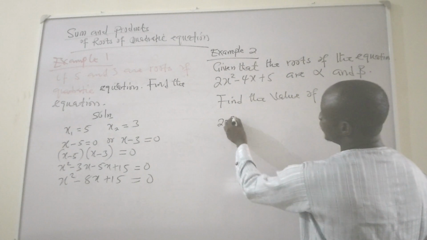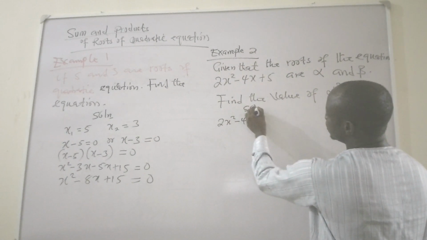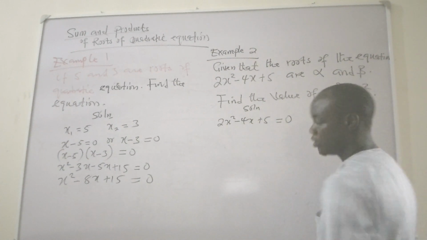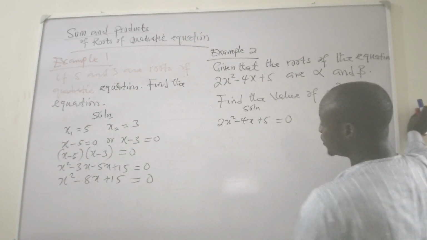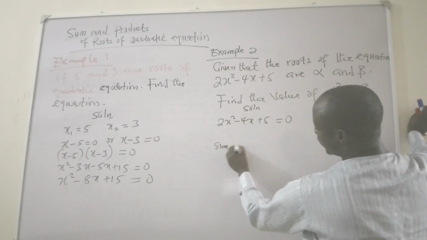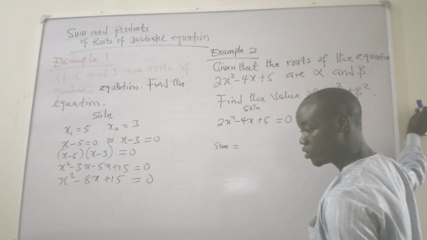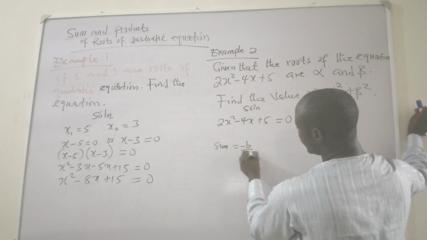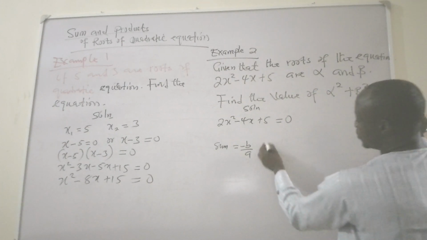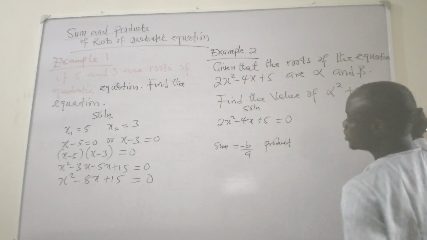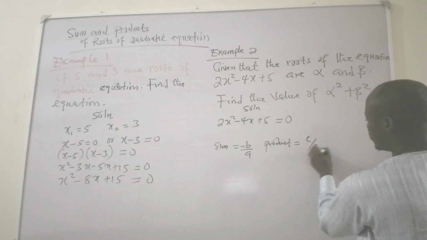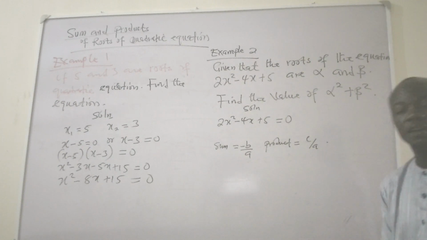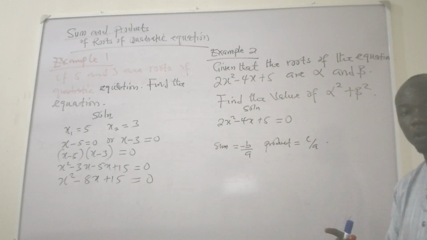So we have 2x squared minus 4x plus 5 is equal to 0. So remember, we said that the sum of the roots of a quadratic equation is equal to minus b all over a. And the product of the roots is equal to c all over a. So now we are first going to find the sum of the roots of our equation.